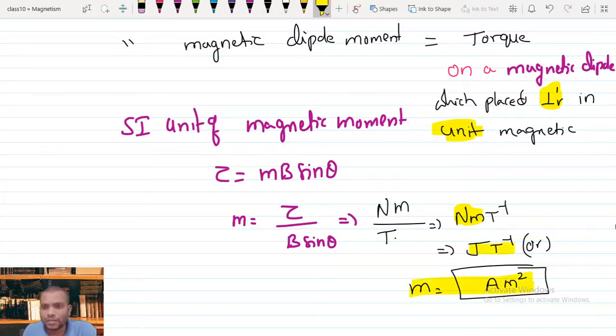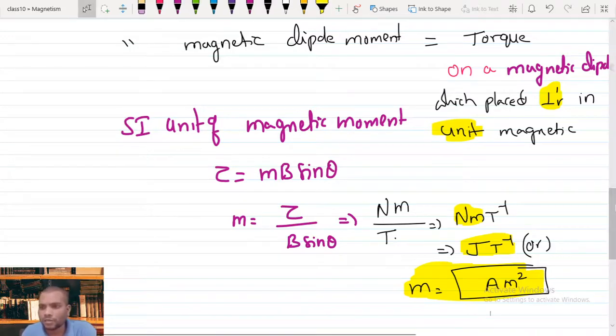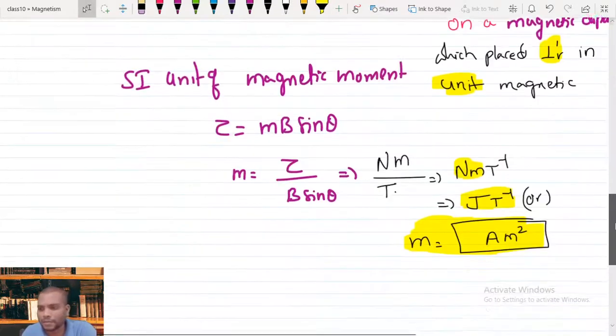So again, if you convert the joules and teslas in terms of the known terms, energy and the magnetic field, we will end up here with magnetic moment equal to ampere meter square. So this is the unit for magnetic moment, ampere meter square.